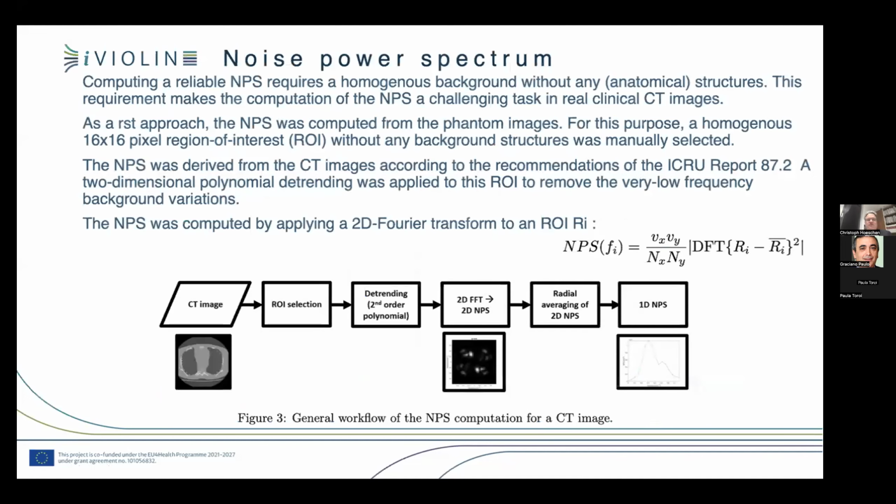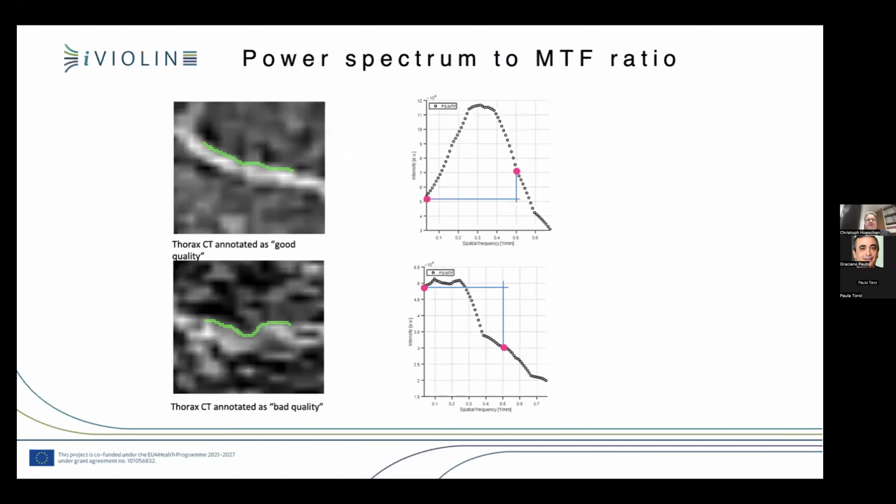And here you would see the calculation of the noise, which has a number of steps that we need to do. So we have the CT image, we select a ROI, we have a detrending, and then calculate the NPS. And that's what we get. And you really have to be sure that there's no structure in that area.